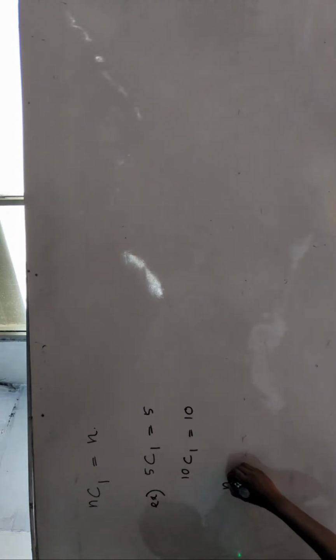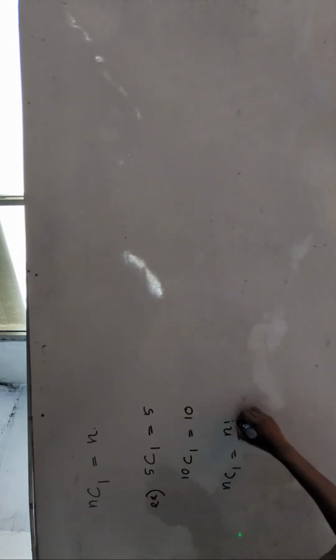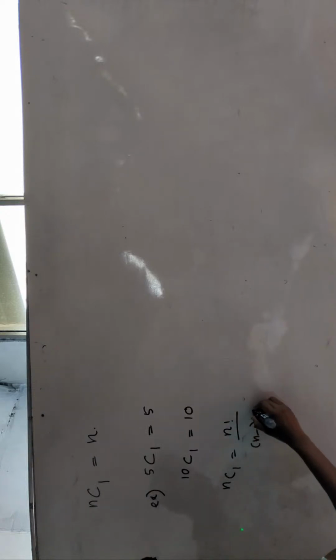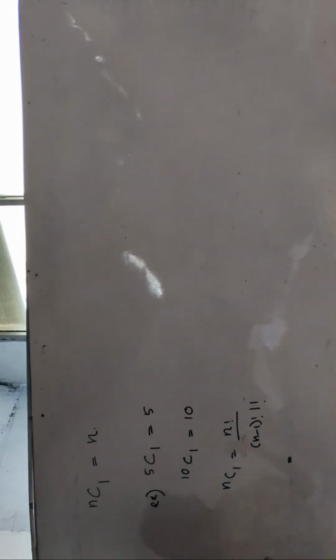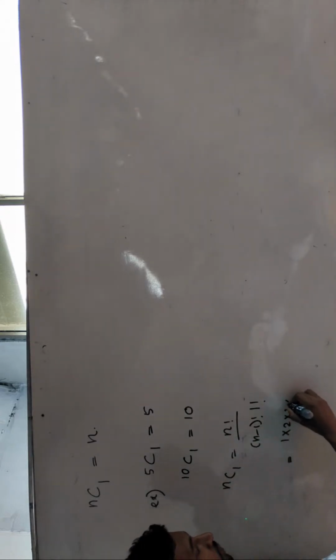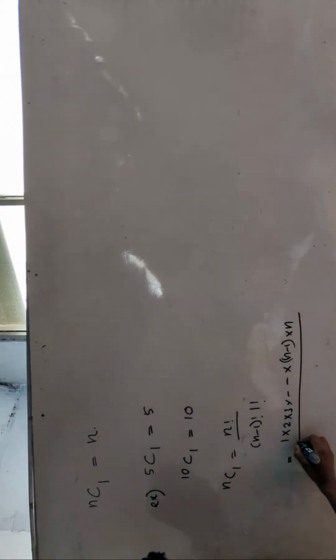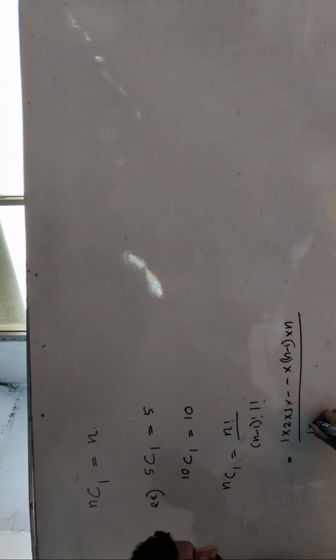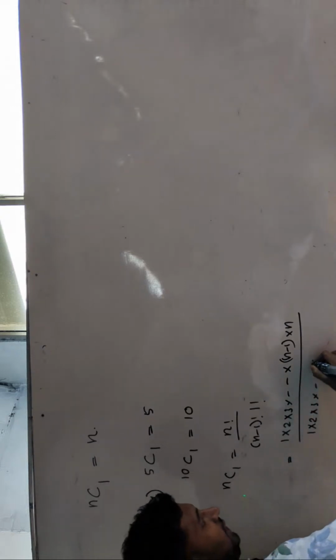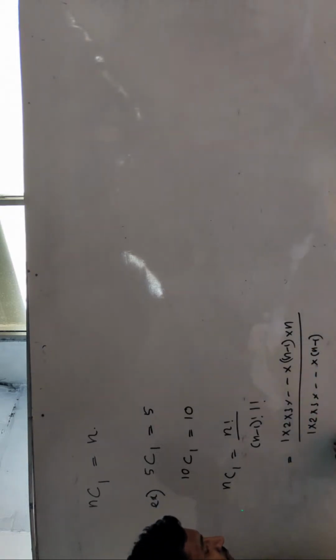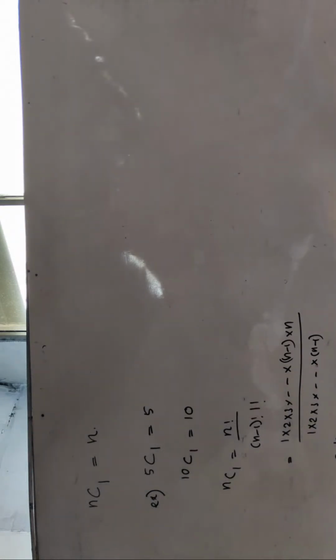Just write down this proof as well. So nC1 is factorial n over factorial n minus 1, times factorial 1. Just look here: factorial n means 1 into 2 into 3 up to n minus 1 into n. You need to divide this by factorial n minus 1, which means 1 into 2 into 3 up to n minus 1. So you cancel out these terms. This will be equal to n. I will explain that later.